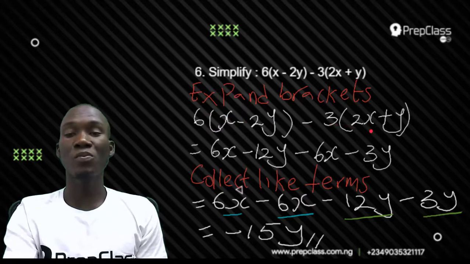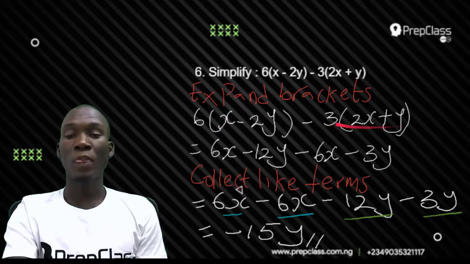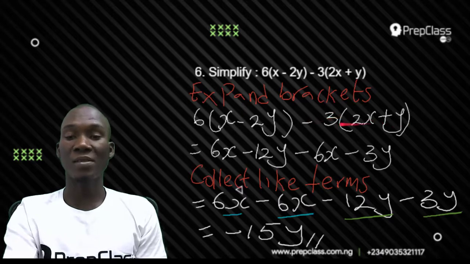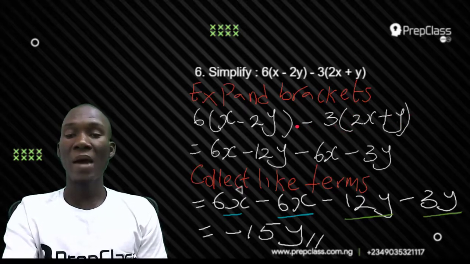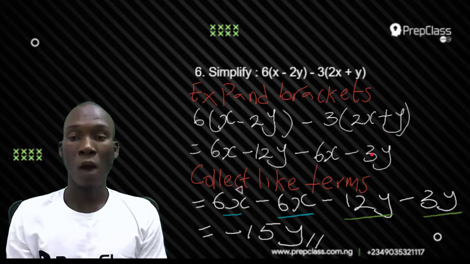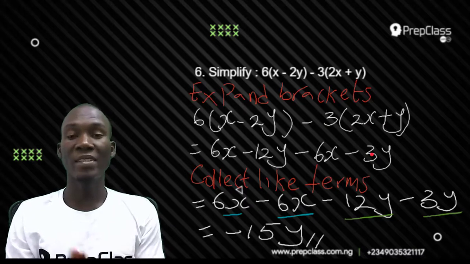Minus 3 into bracket 2x plus y. So we use minus 3 to multiply 2x. Minus is here. Then this 2x is positive. So minus times plus will give us minus. 3 times 2x, that will give us 6x. Again, minus 3 will also multiply y. So we have minus 3 multiplied by y. Minus times plus, that is minus. 3 times y, that is 3y. So we've expanded the bracket.